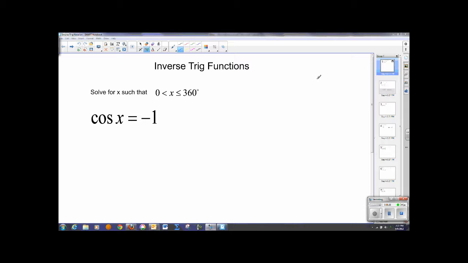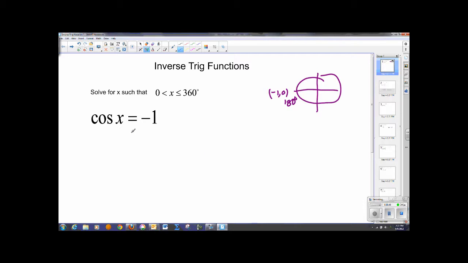Well, I can kind of do this in my head. You should be able to at this point as well. If I have the unit circle and I'm looking for an x value of -1, the only place that's going to happen is over at 180 degrees. So that should be my answer.